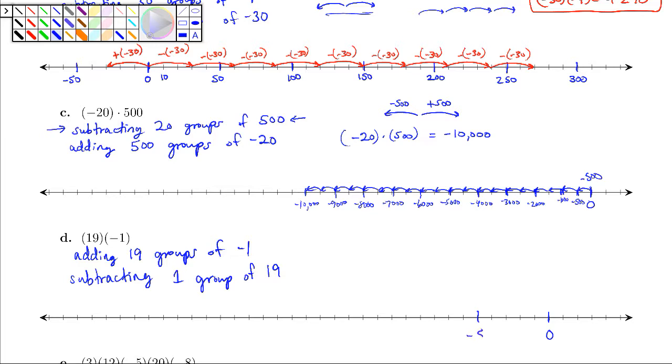Negative 5, negative 10, negative 15, negative 20. So we can see that subtracting one group of 19 once, or you can see adding up 19 little negative 1s, okay? And I'm going to go ahead and not put those there. All right.